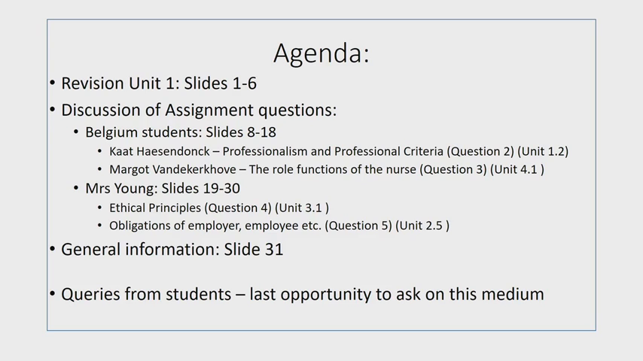So for today, we're going to revise Unit 1, which is slides 1 to 6. Then we're going to discuss assignment questions, and I've got 2 students here that are going to help me do that. They're going to deal with slides 8 to 18. Kate is going to deal with professionalism and professional criteria, which is question 2 and unit 1.2, and Margot is going to deal with the role functions of the nurse, which is question 3, unit 4.1.